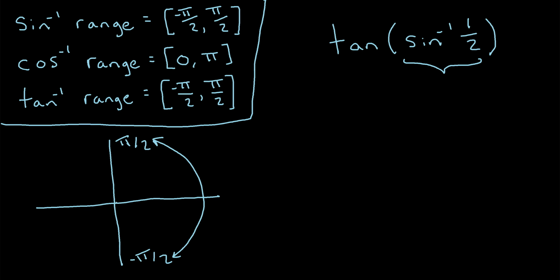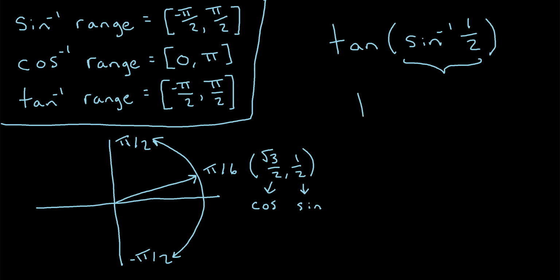Well, we know that pi over 6 has the following coordinates: square root 3 over 2 and 1/2. So the root 3 over 2, this x value corresponds to cosine, and the y value corresponds to sine. So this is the angle in this restricted range that has a sine value of 1/2. So really what we get is tangent of pi over 6. What is the tangent of pi over 6?